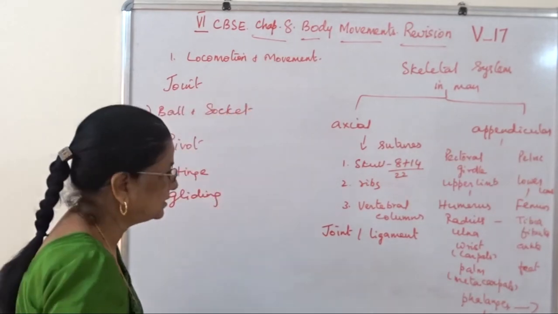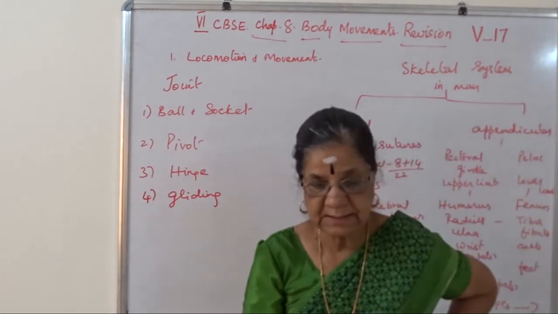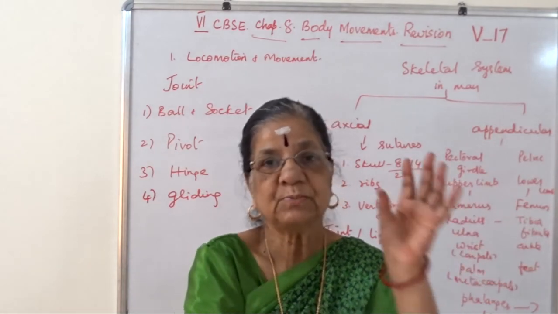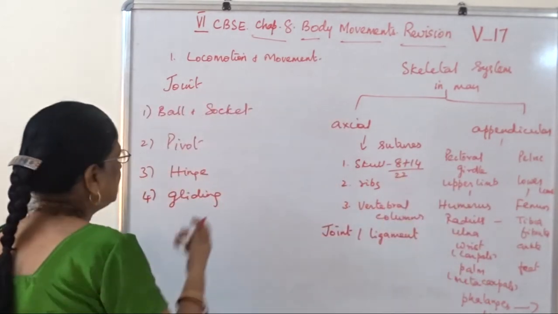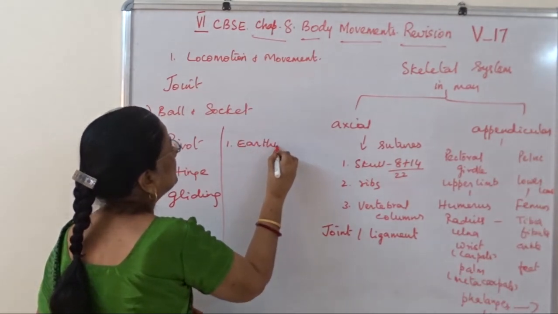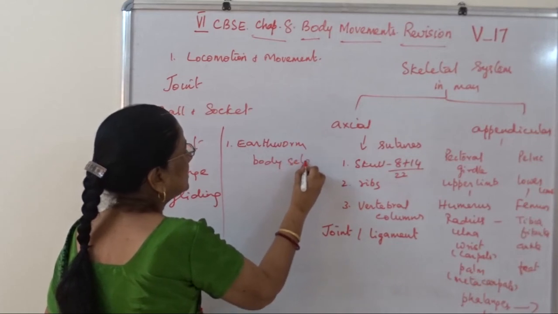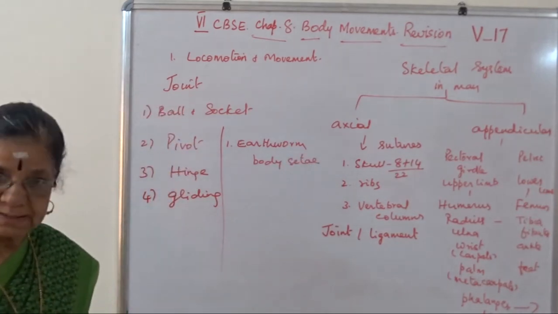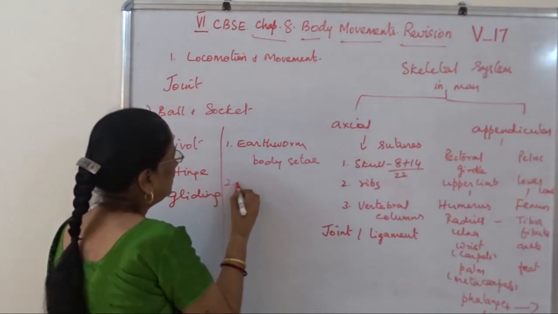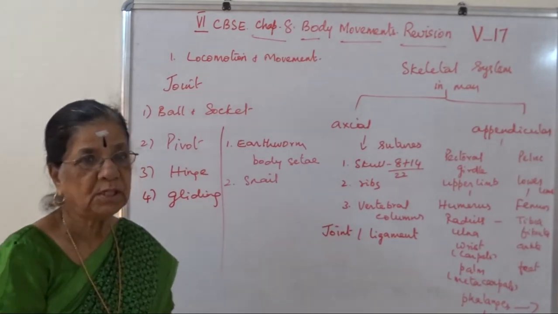And then the movement of animals, as we have learned, is like the movement of the earthworm. It moves with the help of body setae, circular and longitudinal muscles. And then the snail moves with the help of a muscular foot.